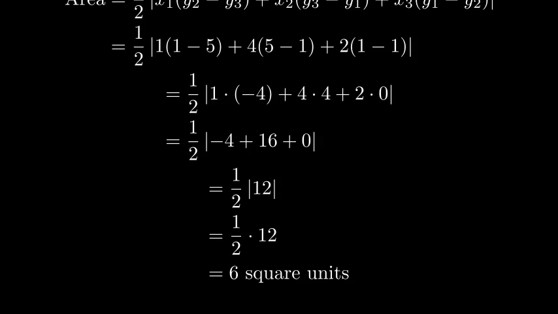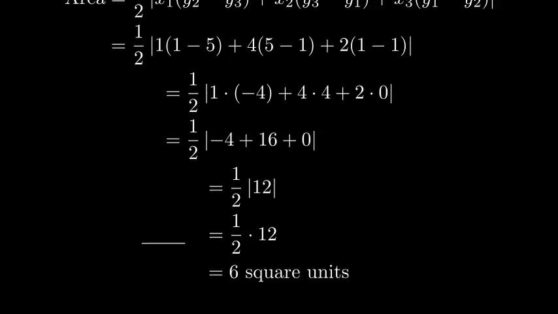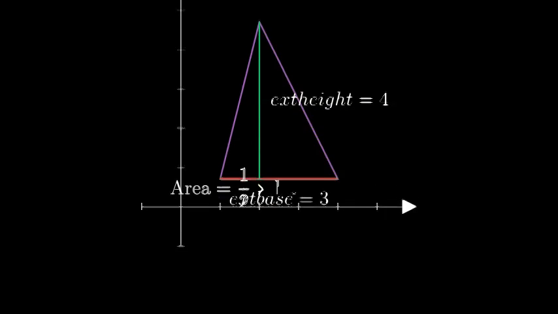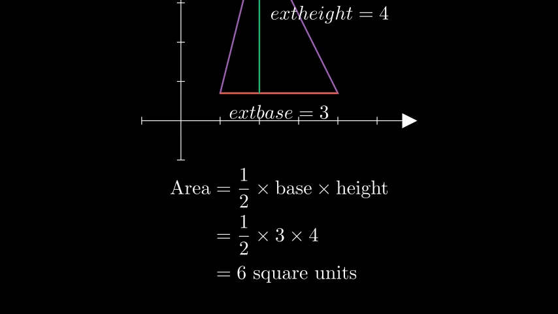Let's verify this result using another method. The base of the triangle is the line segment AB with length 3 units. The height is the perpendicular distance from C to this base, which is 4 units. Using the formula area equals 1/2 times base times height, we get area equals 1/2 times 3 times 4, which is 6 square units. This matches our earlier result.